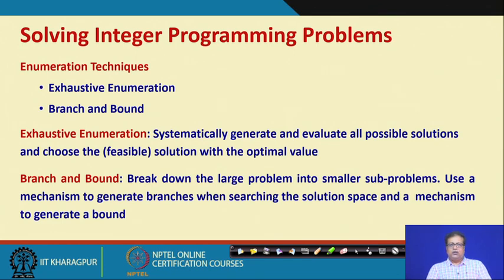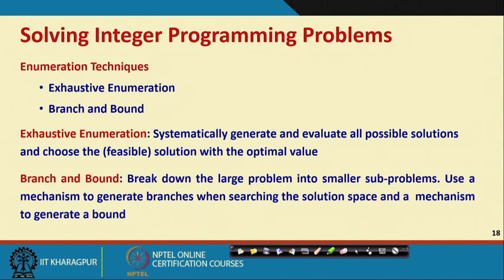Whereas, in branch and bound we divide the large problem into smaller subproblems. The subproblems should be divided in a particular way, so that they are mutually exclusive and collectively exhaustive. I will explain that. There should be two mechanisms: one to branch, that means break problems into smaller subproblems, and a mechanism to generate a bound. The bound means the best possible value at that subproblem level, and by examining the bounds we try to find the optimal solution. It is a very interesting method, the branch and bound.